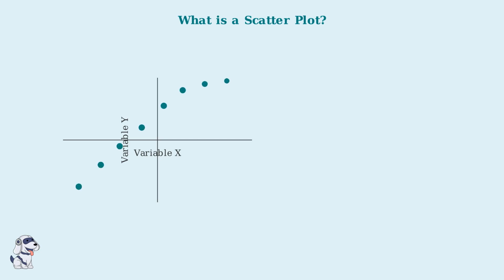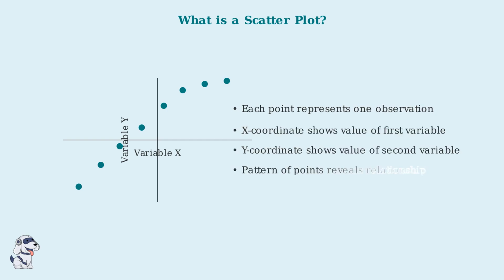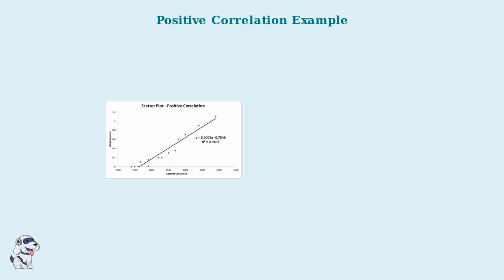The x-coordinate shows the value of the first variable, while the y-coordinate shows the value of the second variable. The overall pattern of these points reveals the relationship between the variables. Here we see a scatter plot showing a strong positive correlation between calories consumed and weight gained. As one variable increases, the other also increases.